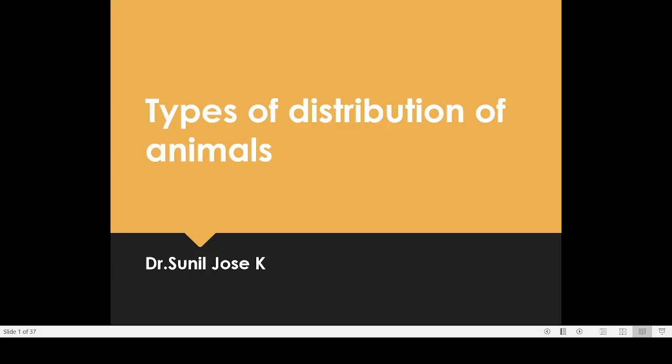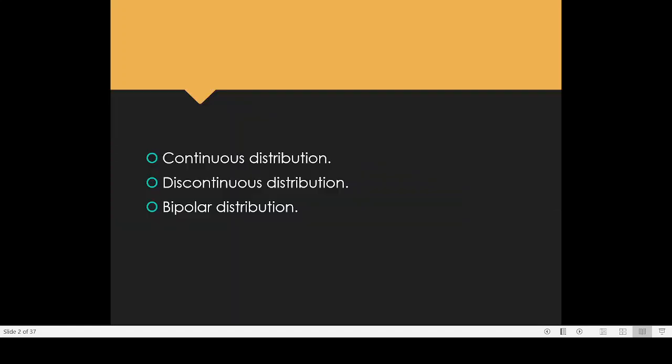Okay, so here we will be dealing with a topic known as types of distribution, and after the types of distribution, there is another topic called means of distribution. Types and means are completely different. We have to understand the meaning of the words types of distribution.